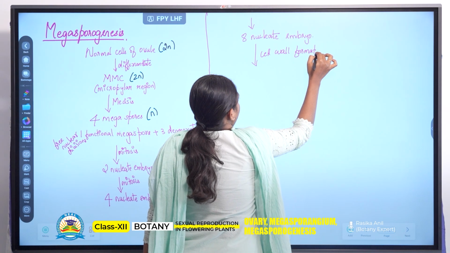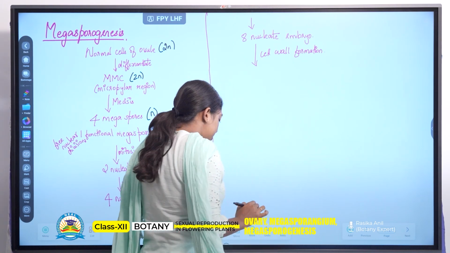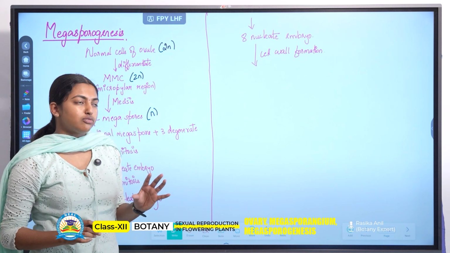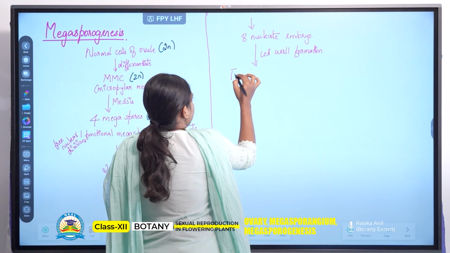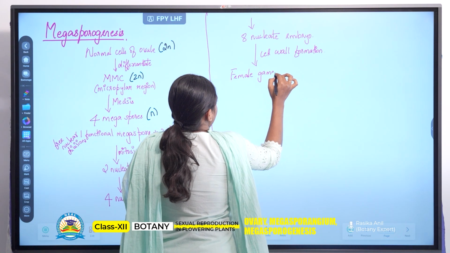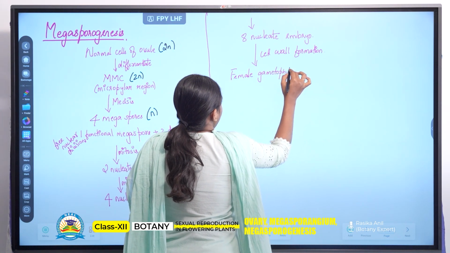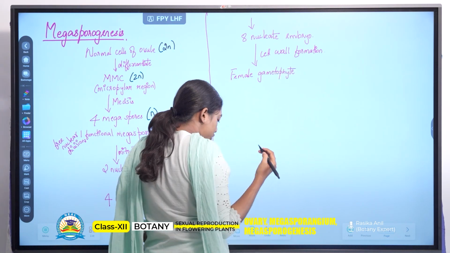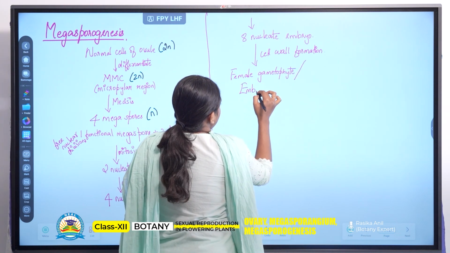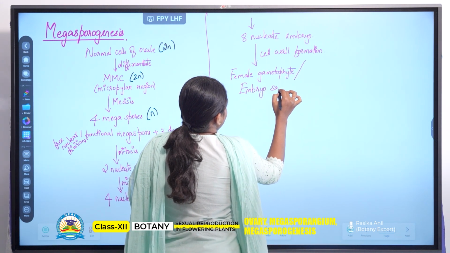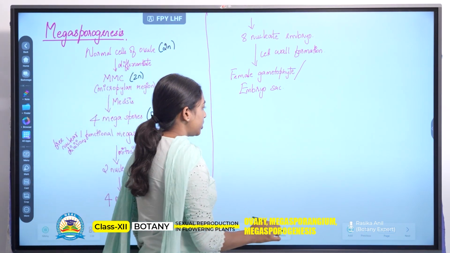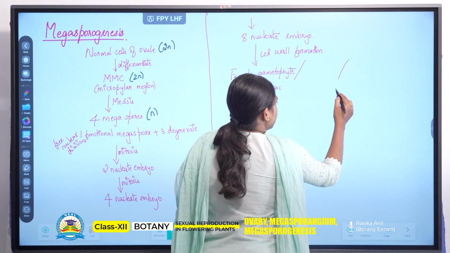Cell wall formation. So what happens? The female gametophyte is formed after this, or you can say your matured embryo sac is formed. Now you have to know what those cells are. So it looks something like this.